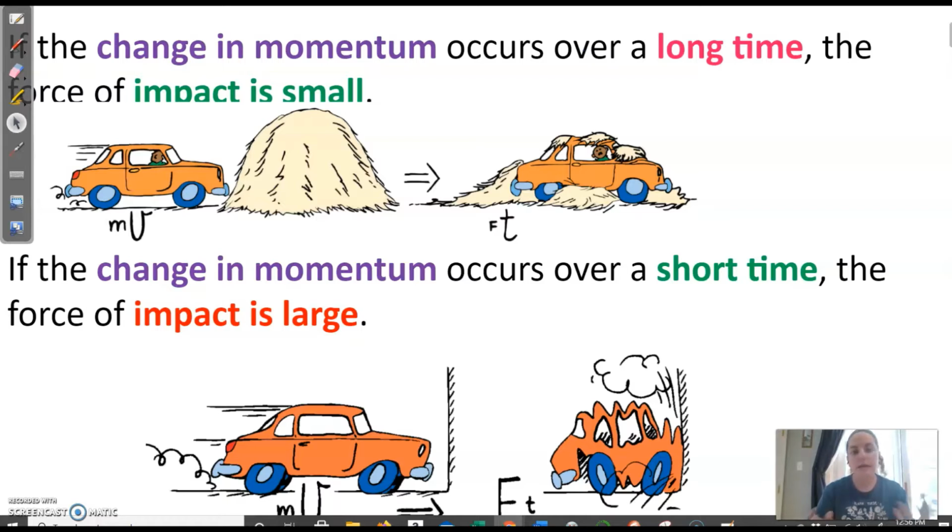And so the impulse is equal to the change in momentum. The impulse for either one of these situations is the exact same, but what you can choose is to affect the time. If you change your momentum over a longer period of time, there's going to be a small force. If you change your momentum over a shorter period of time, there's going to be a larger force.